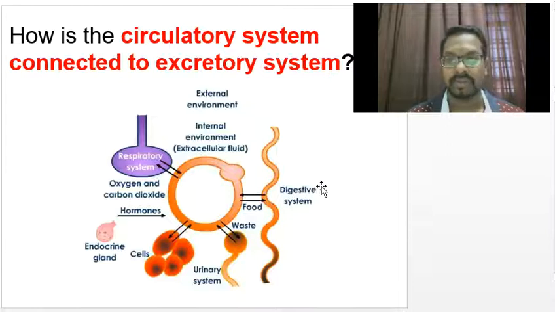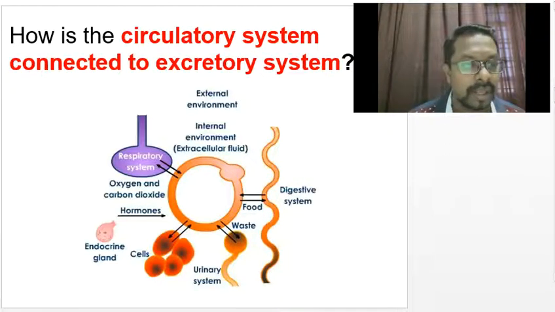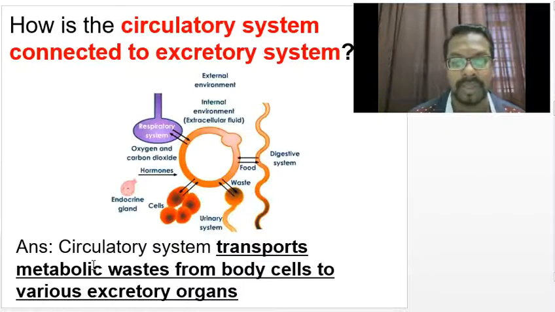Okay, it sounds like, wow, how to answer this, right? Now I give you all a simple answer. Circulatory system transports metabolic waste from the body cells to various excretory organs. So excretory organs we have a few. What are they? We'll look at it, don't worry.